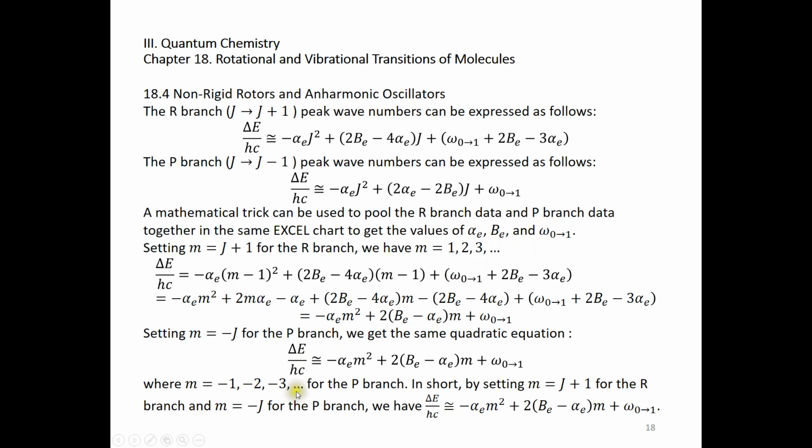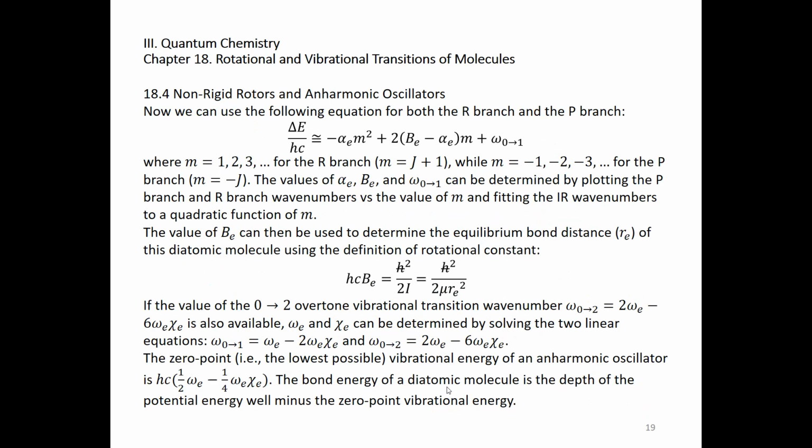negative 5, etc. We do not have the data when m equals 0. Or you can just look at this unified equation. When m is 0, we have the wave number equals the pure vibrational transition wave number, and again it's forbidden because you have to have a rotational excitation or de-excitation, and the rotational quantum number must change by 1.